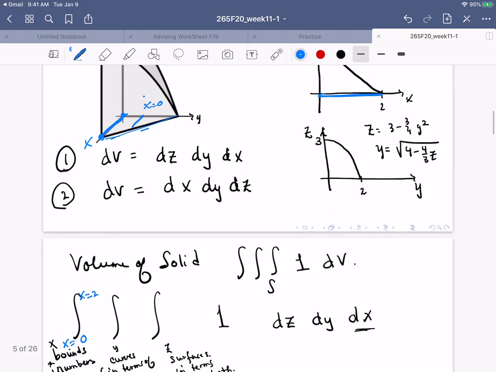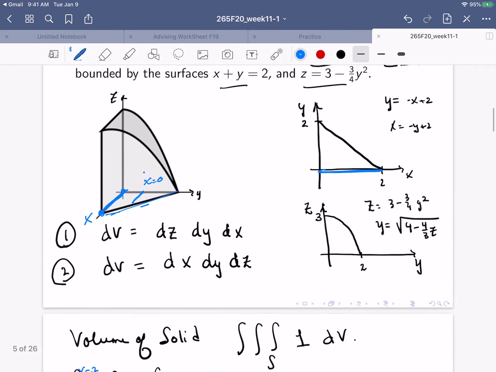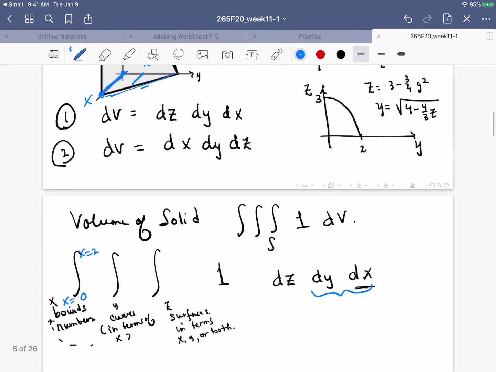To find my bounds for y, I like to consider what if I were looking from straight down toward the xy plane from the z axis. So I can think of, well, what's the relationship between x and y? And that's where we have that line, y equals negative x plus 2. So we're told that y is at least as big as 0, and then it goes up to negative x plus 2. So I have y equals 0 to y equals negative x plus 2, or 2 minus x.